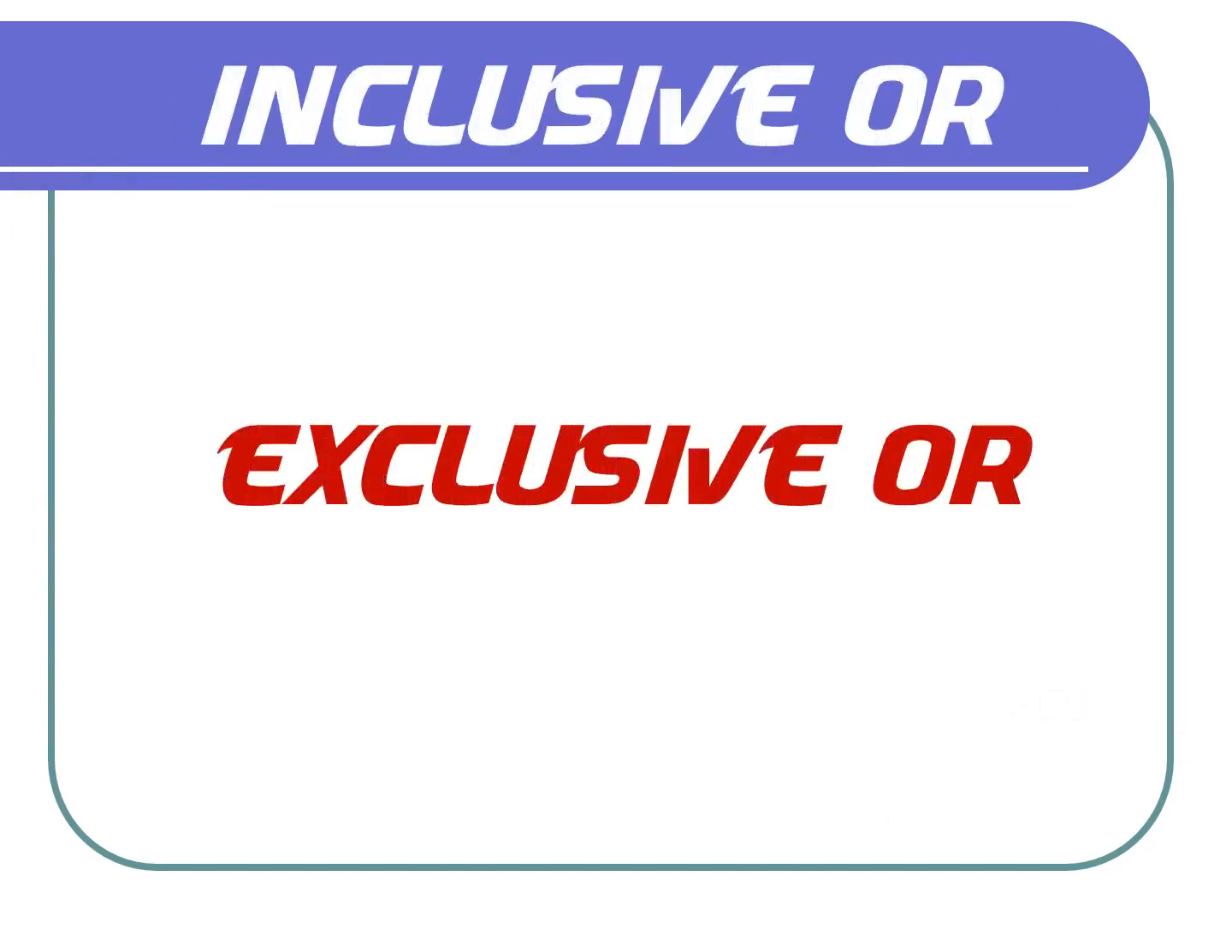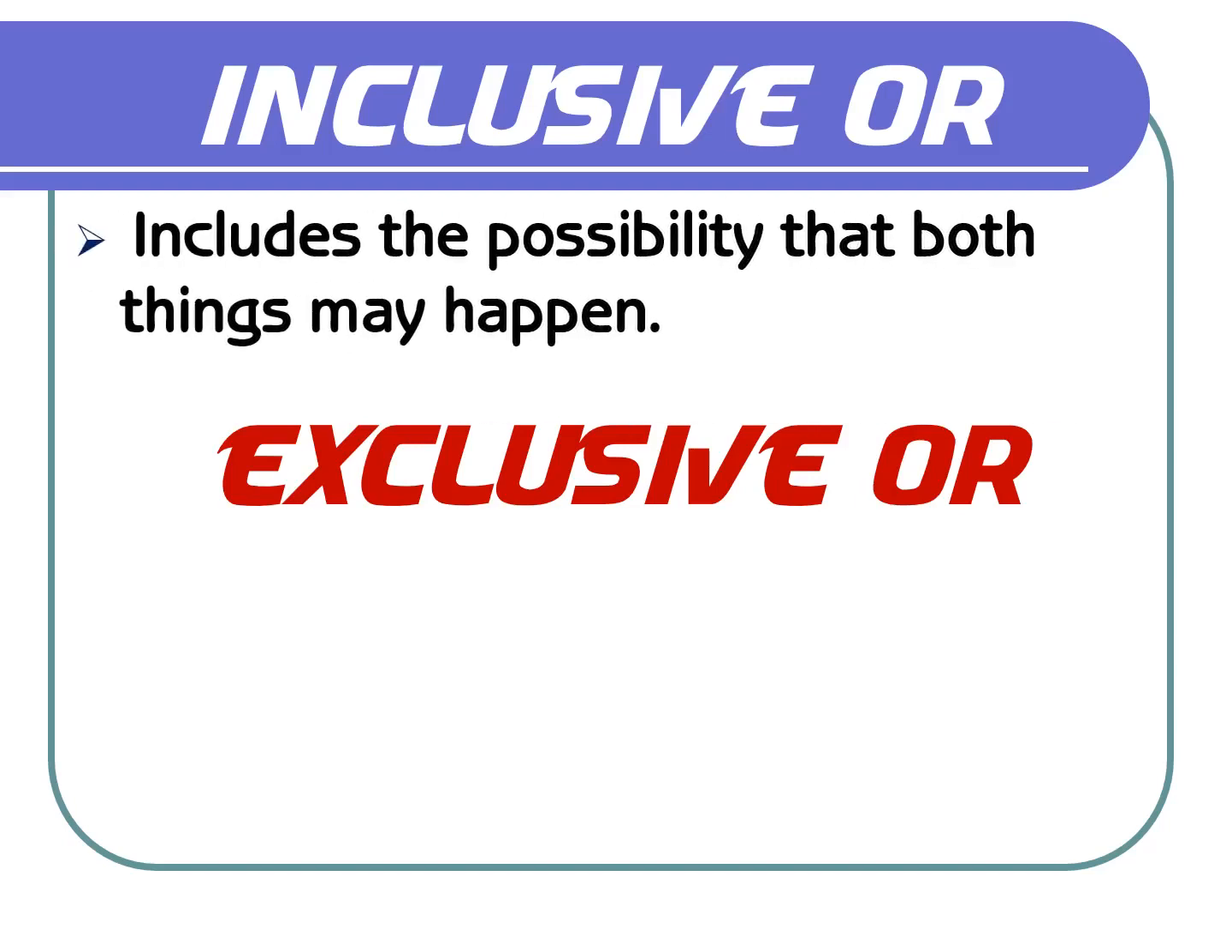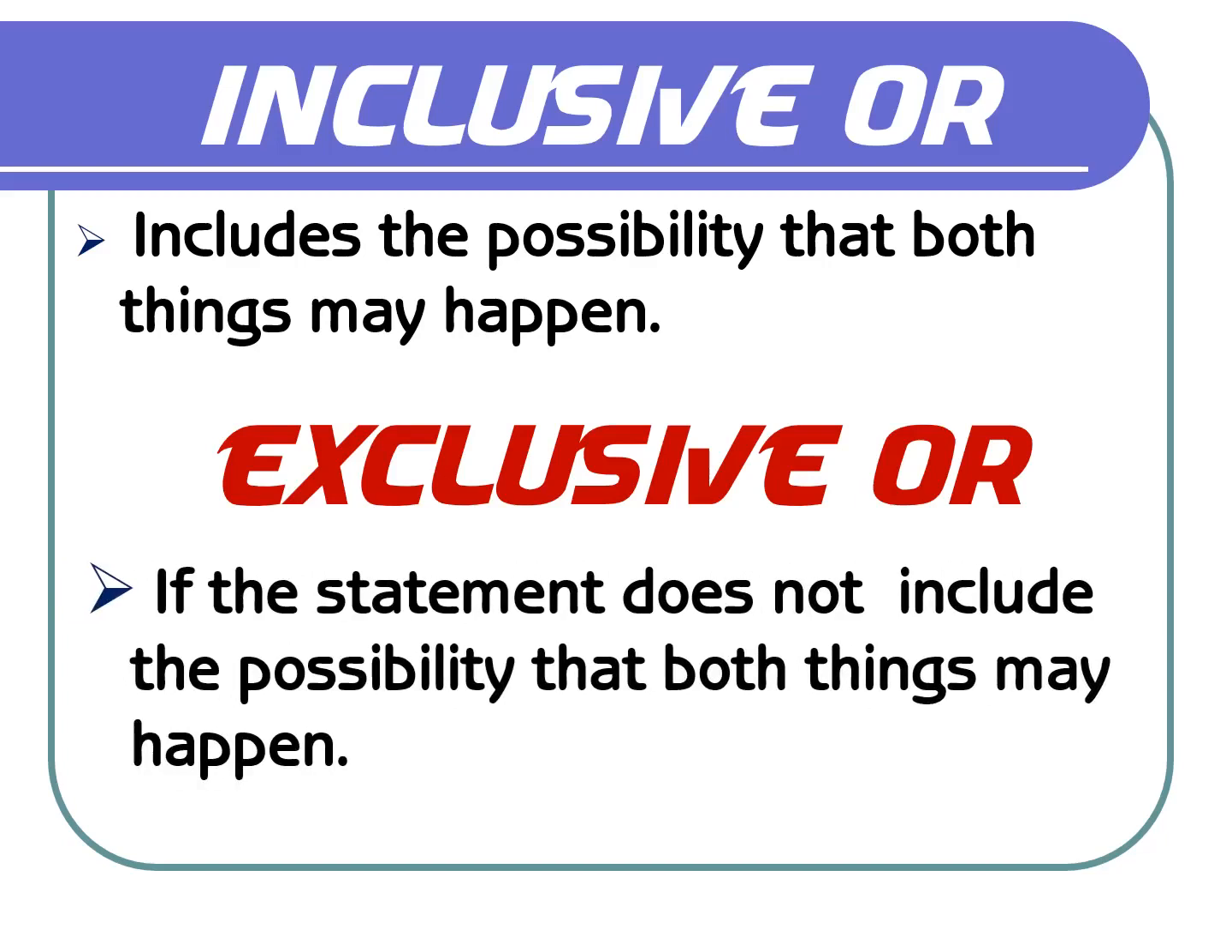Now, what is the difference between inclusive or and exclusive or? For inclusive or, it includes the possibility that both things may happen or both statements are true. For exclusive or, the statement does not include the possibility that both things or both statements may happen or be true.